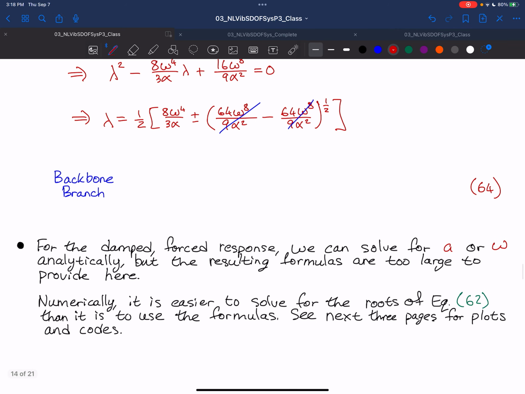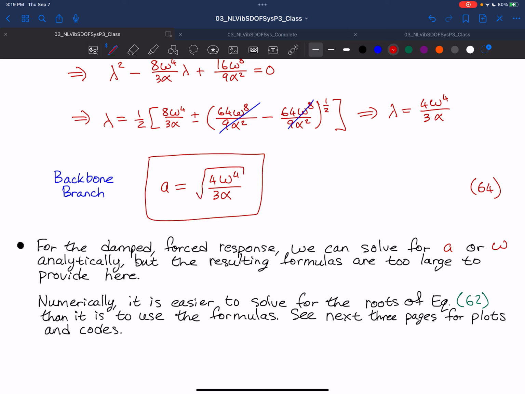And then from here we can find that A, or the amplitude from the backbone branch, is actually going to be equal to, well, from here you'll find that lambda is equal to 4 omega to the 4th over 3 alpha. And since lambda is A squared, we'll find that A then is the square root of lambda, and since A has to be positive, we will only consider the positive square root. So in that case, A ends up being equal to the square root of 4 omega to the 4th divided by 3 alpha. I'm just going to redraw my square root. And this is our backbone branch.